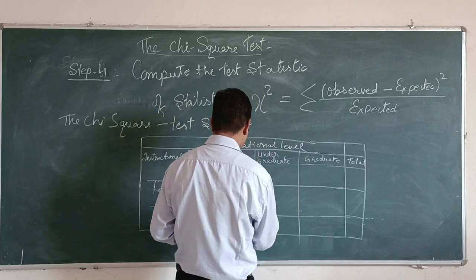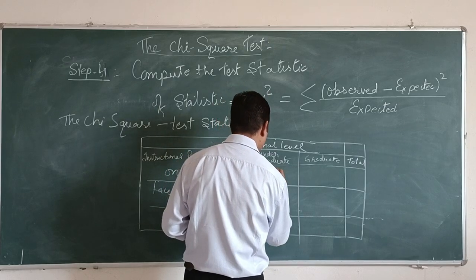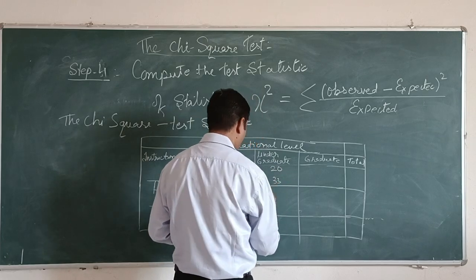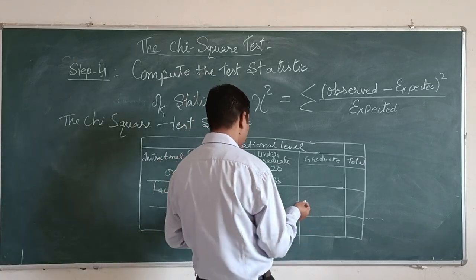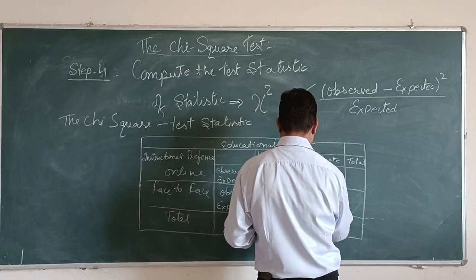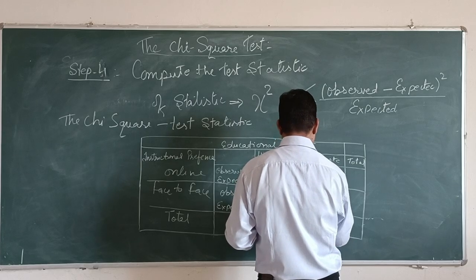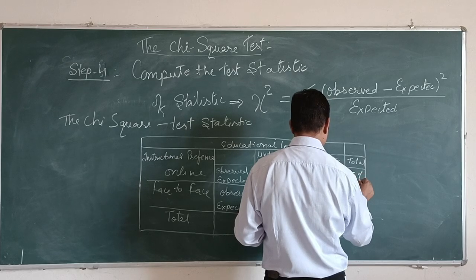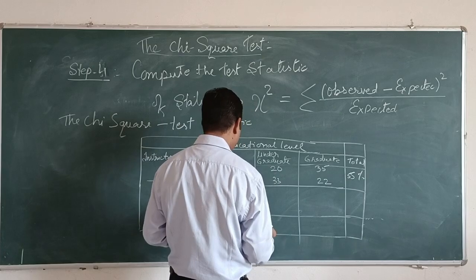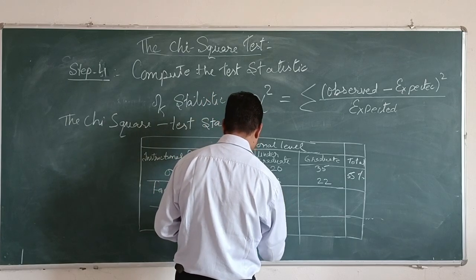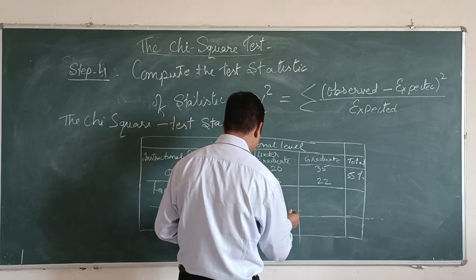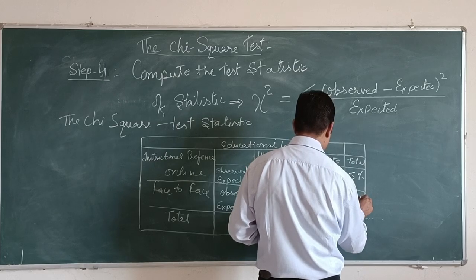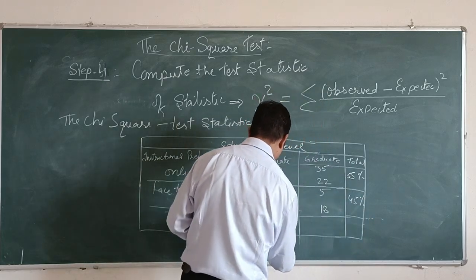Suppose we observe the count of undergraduate students for online is 20 observed and 33 expected. For graduate students, 35 is observed and 22 is expected. For face to face we observe 40 students and expect 27. There is 5 and here is 18. Total is 45, or maybe we can say it is 45%.